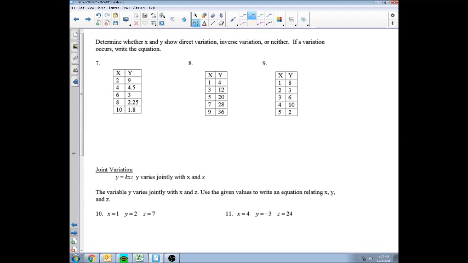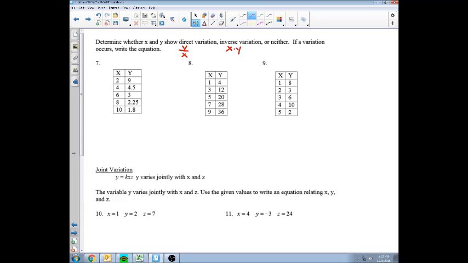Determine whether x and y show direct variation, inverse variation, or neither. If a variation occurs, write the equation. Well, what we're going to do here is figure out whether I have direct or inverse variation. For direct variation, I'm going to take y and divide it by x. For inverse variation, I would take x times y, okay?